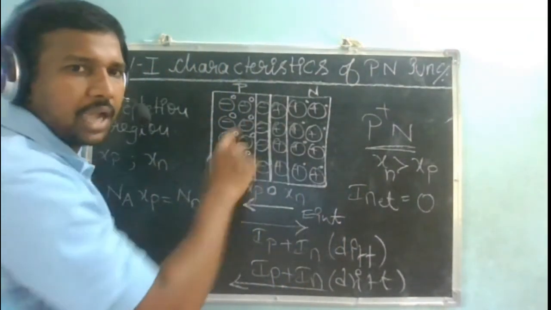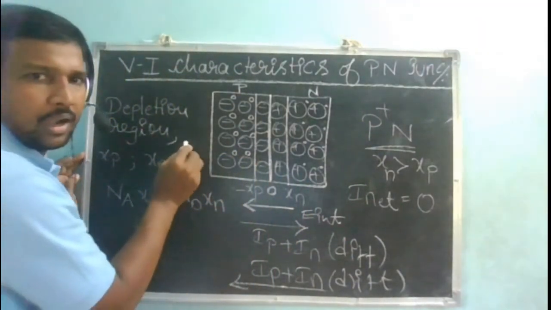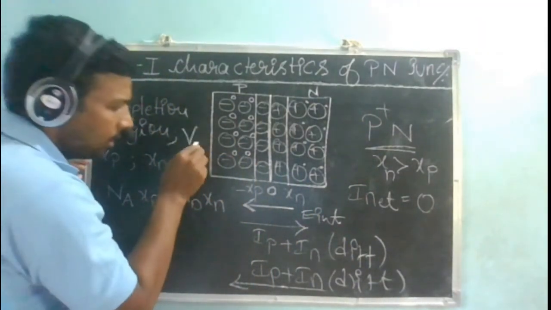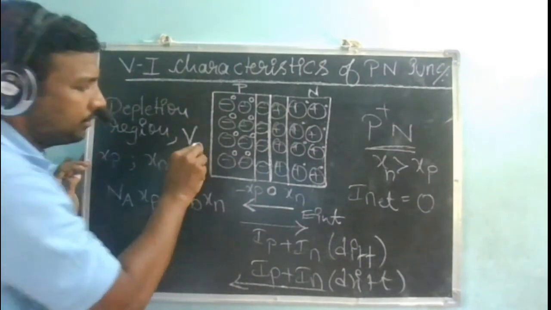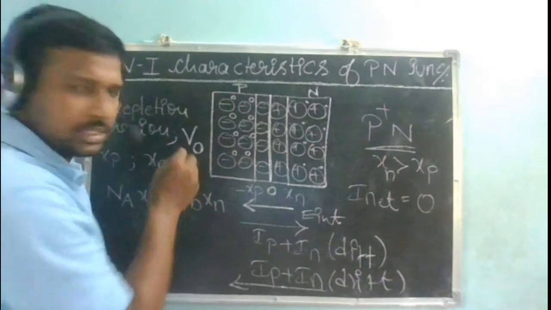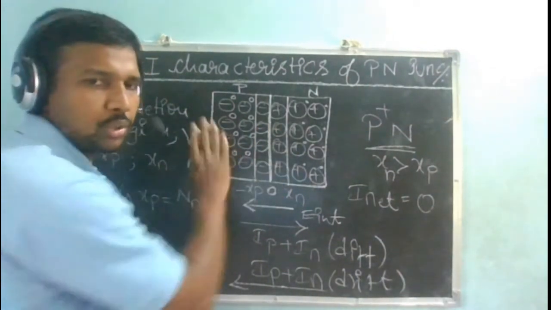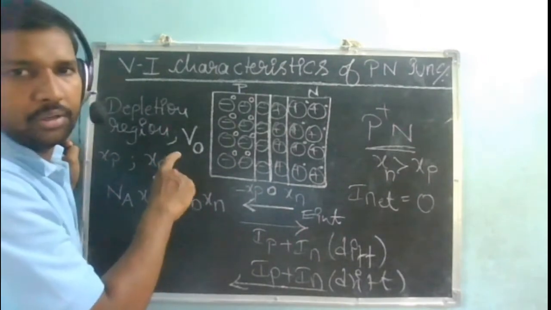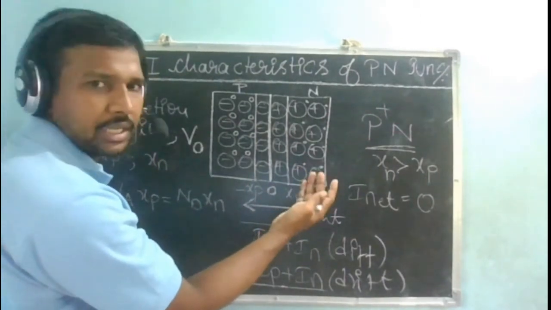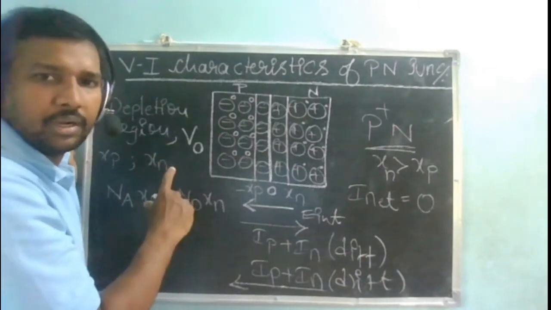And how much is the height of that barrier? The height of the barrier is the built-in potential V naught. We have learned this long back. How much is the height which is acting as a barrier for holes to cross the junction? V naught. How much is the height which is acting as a barrier for electrons to cross the junction? V naught.